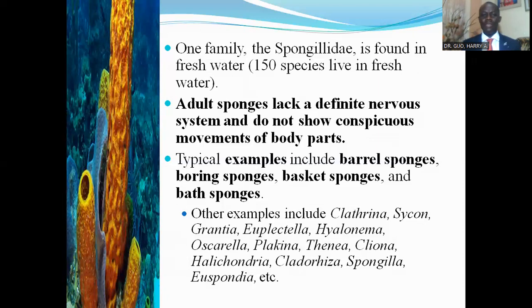Typical examples include barrel sponges, burrowing sponges, basket sponges, and bait sponges. There are so many other examples that are enumerated here. So these organisms include the barrel sponges, the burrowing sponges, the basket sponges, and the bait sponges.